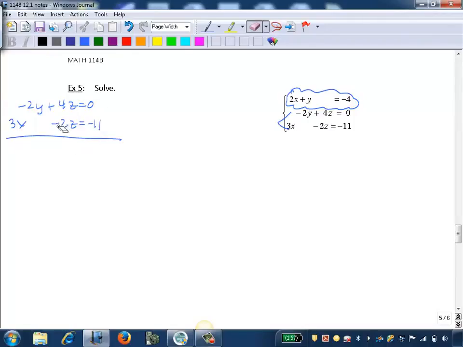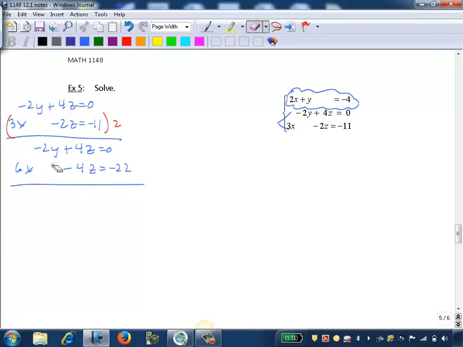So if I want to eliminate z from this system, if this is a 4 here, I'll have to get this to be a -4, and then we could eliminate those z's. So I'll multiply my second equation here by 2. I'll rewrite the first equation, -2y plus 4z equals 0. And then the second equation, 3x times 2 is 6x, -2z times 2 is -4z, and then -11 times 2 is -22.